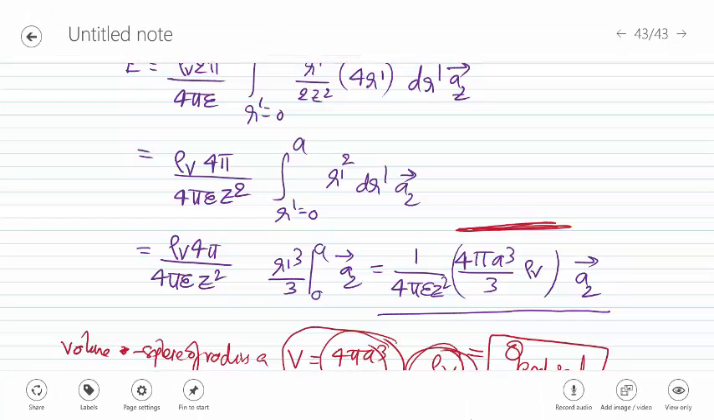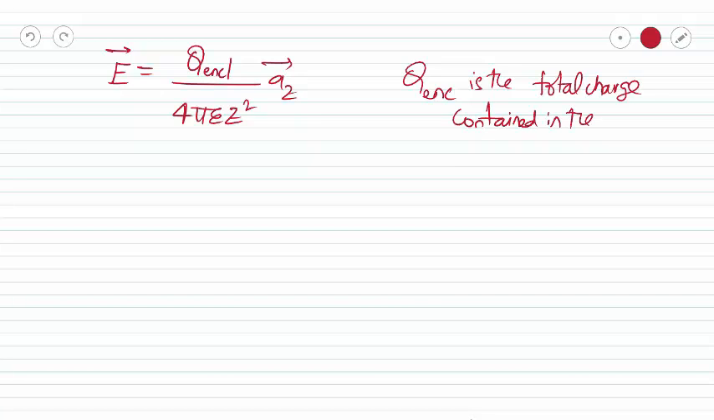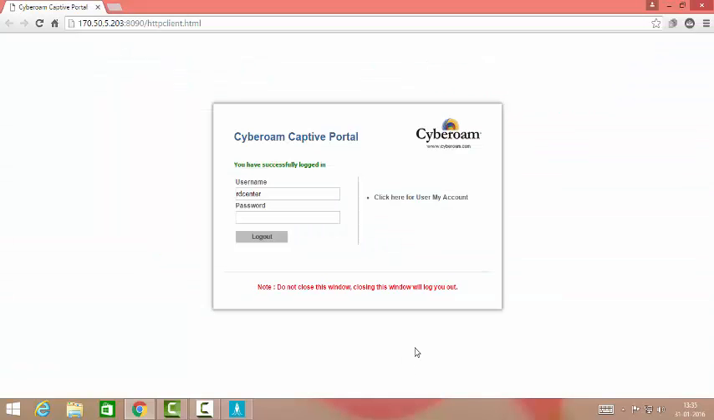So I can write this expression as E bar is equal to q enclosed by 4 pi epsilon z square a z bar, where q enclosed is the total charge contained in the volume. Okay, right? So this is what we are having.